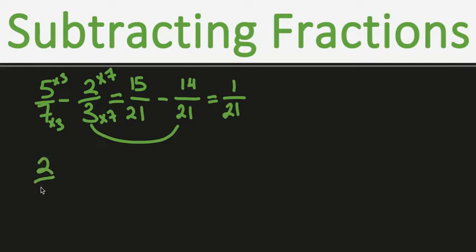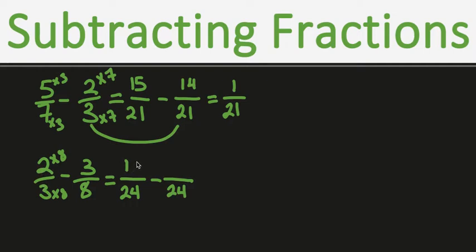Next, we have 2 over 3 minus 3 over 8. We need to find the least common denominator between these two fractions, and that's going to be the greatest common factor between 3 and 8. And that's going to be 24. How did we get from 3 to 24? We multiplied by 8, and what we do to the bottom, we also need to do to the top. 2 over 3 becomes 16 over 24.